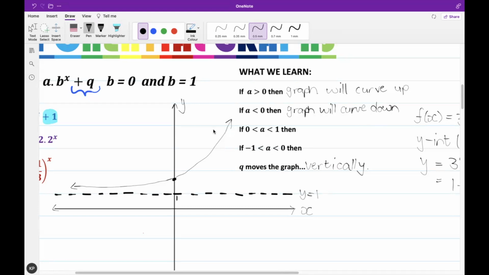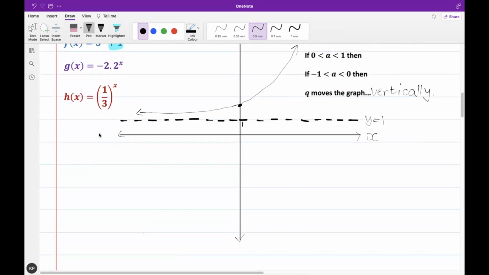All right, we'll get to the fractions just now. Let's look at the next one. It says g of x is equal to -2 times 2 to the power of x. Firstly, what is my asymptote for this graph? Let's start there. What is my asymptote for this graph?